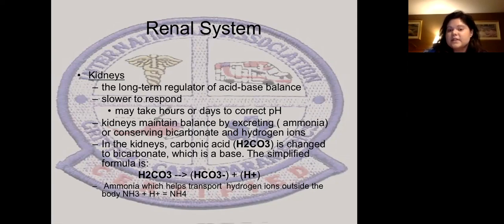So it may take hours or days to correct the pH. Your kidneys maintain balance by excreting ammonia, bicarb, and hydrogen. If the kidney's carbonic acid is changed to bicarb, which is a base, the formula is as follows. And ammonia is going to be helping to transport hydrogen ions outside of the body. And again, the formula follows.